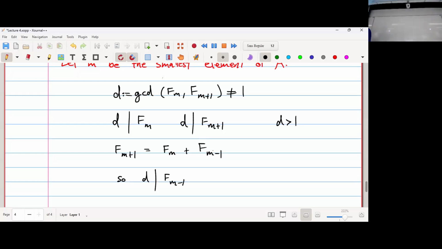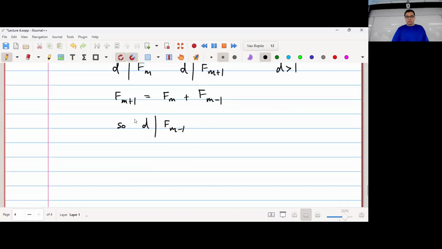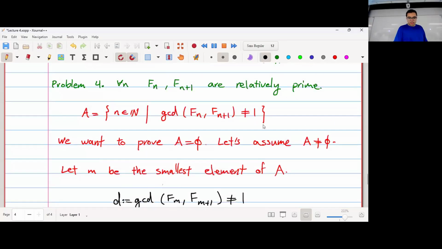Where's the contradiction here? The contradiction is that, well, now if I look at Fm minus 1 and Fm, their GCD is also not 1 because D divides Fm minus 1 and D divides Fm. So this tells me that M minus 1 is also in my set A. Right? But this is a contradiction because M was supposed to be the smallest element in the set A. So this contradiction shows that the set A has to be empty because it cannot have a smallest element, because whenever I have a smallest element, I get a contradiction. Okay.